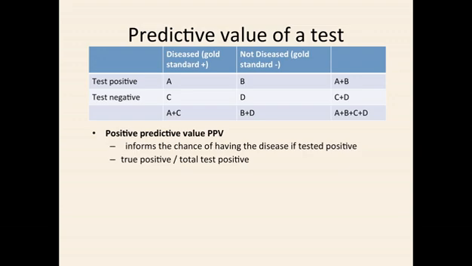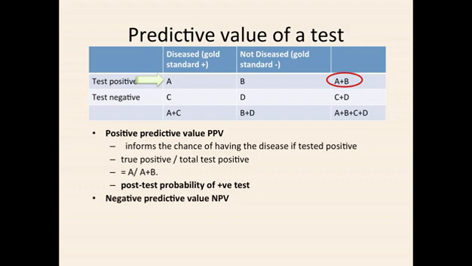In the table shown here, true positives are A. Total positives are A plus B. A by A plus B gives the positive predictive value. PPV is also called the post-test probability of a positive test, as it is the probability of the disease after someone tests positive.